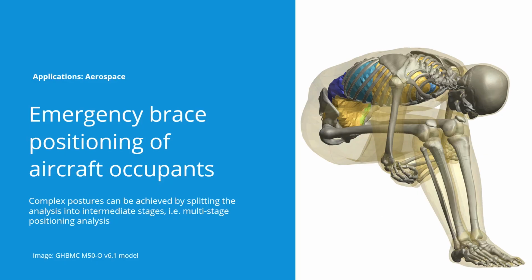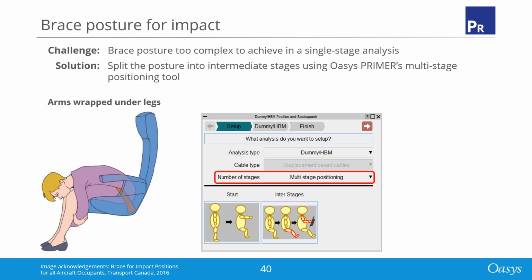Finally, I want to take a look at how to achieve a complex posture, such as an emergency braced posture of an aircraft occupant, using Primer's multi-stage positioning tool. A brace position for passengers and crew members in aircraft with forward-facing seats, equipped with a lap strap, is to bend forward, rest the head and chest against the upper legs, and wrap the arms behind the legs.